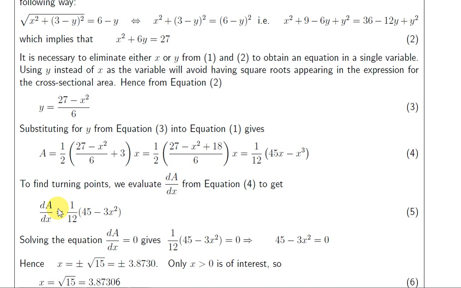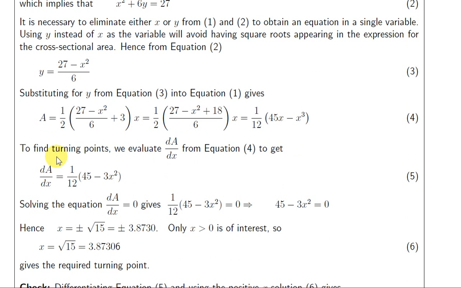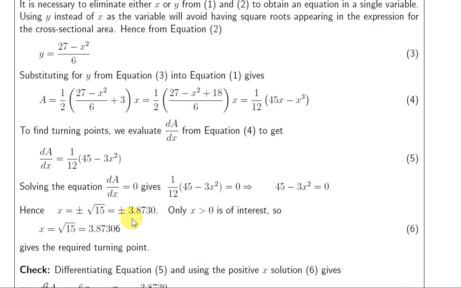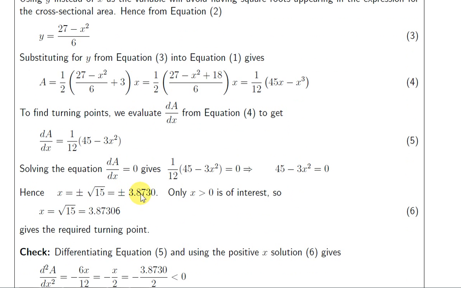So we need to find a value of x that makes the derivative 0. So we need to differentiate this with respect to x, set the derivative equal to 0. The 1/12 is just a constant when we differentiate. We can leave it to one side and just differentiate what's inside the bracket. And if we solve that quadratic equation, it's an easy one to solve, we get 2 values of x. So these 2 values are the x values of stationary points for the function A.